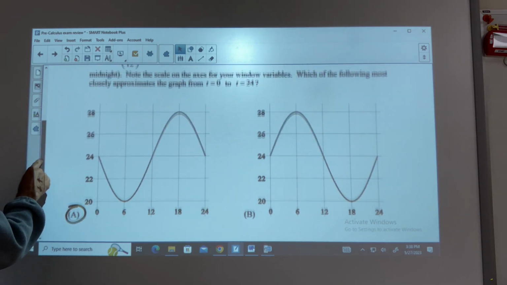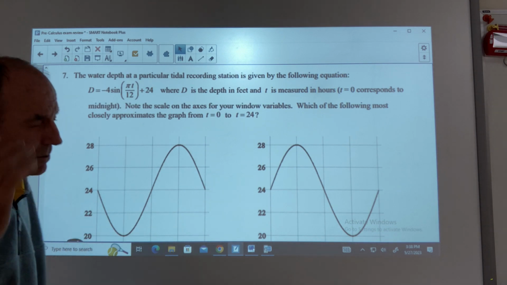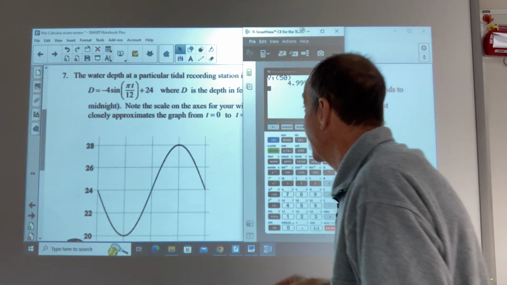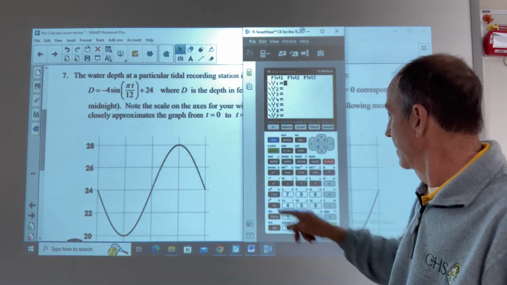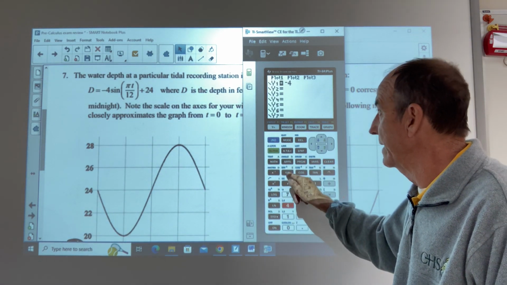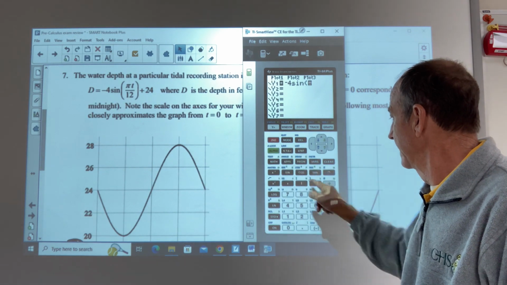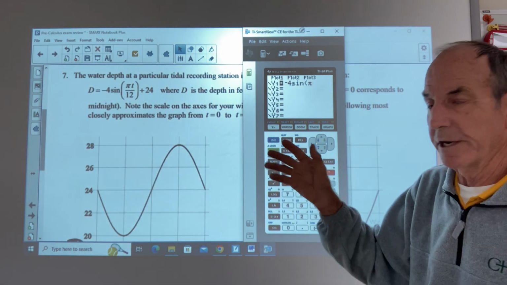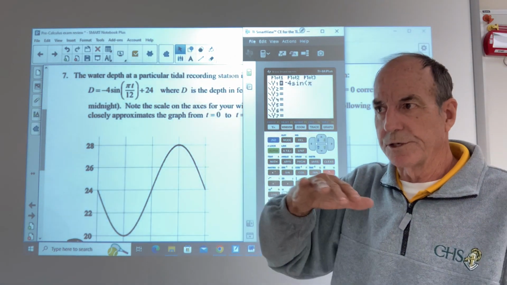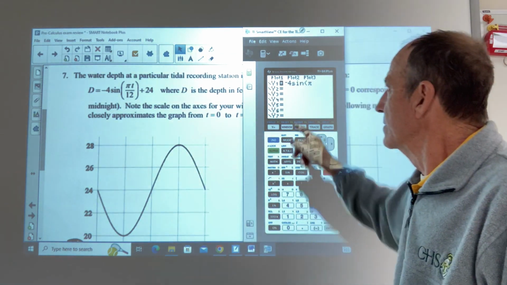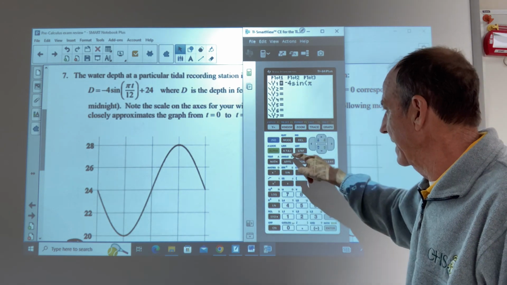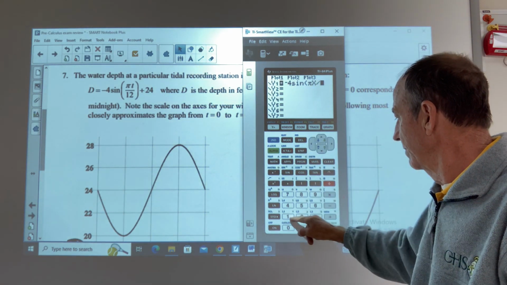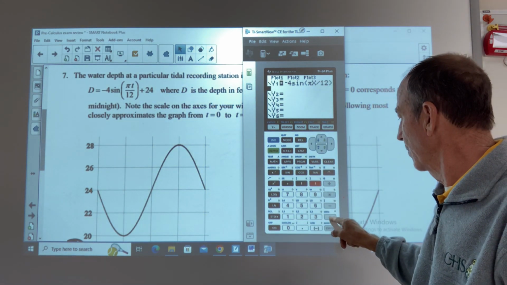A. If we use the calculator on this, it will take a little bit more time. You're permitted to do that. So we would go in and throw in the equation. We have minus 4 sine. Now, there's a pi and a t, but we're not going to use t. We're on a calculator that's using x's and y's. So it doesn't say d, it says y. And it's not going to say t, it's going to say x divided by 12 plus 24.